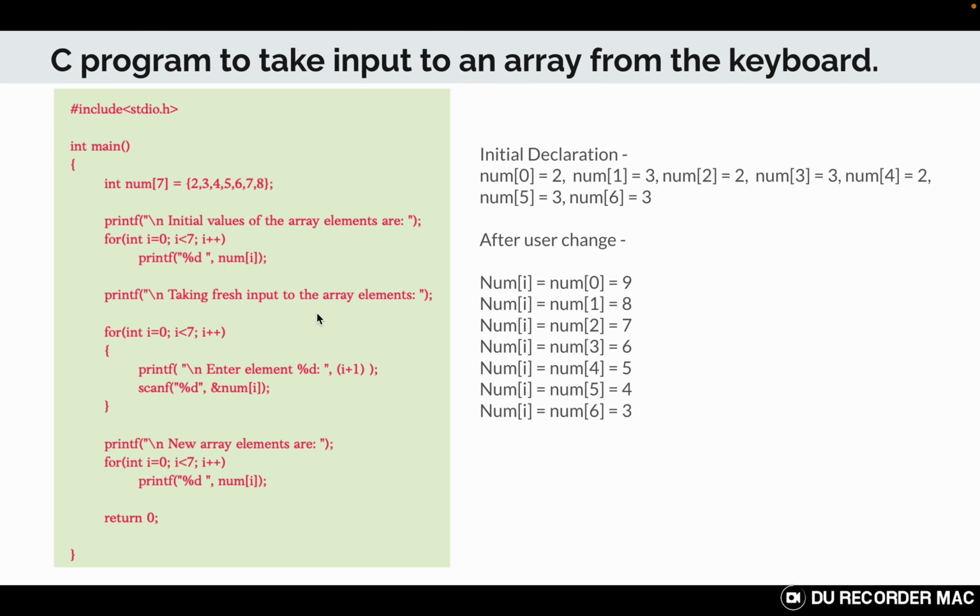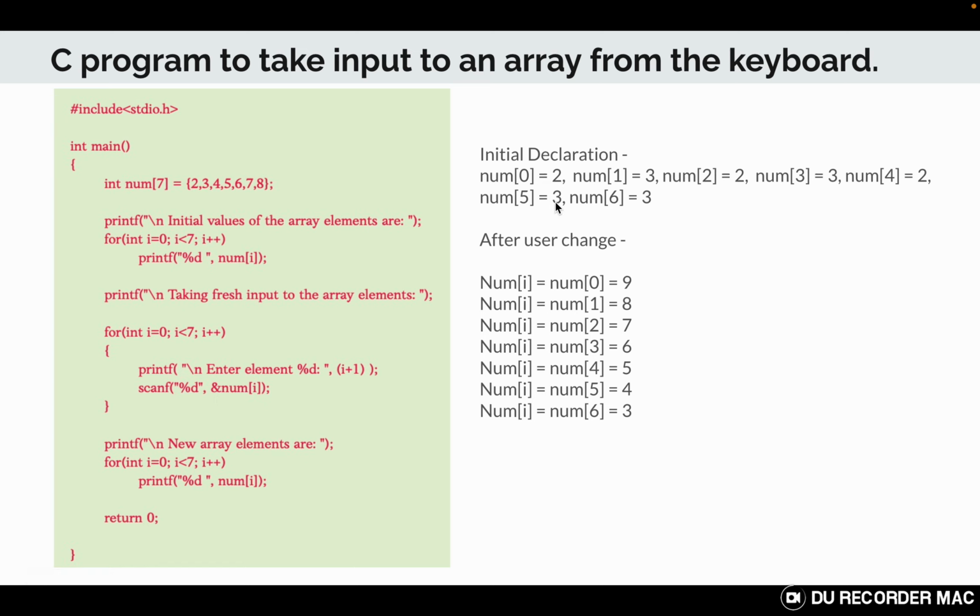Now when we take the fresh input from the user, this is the for loop that we are running from i equal to 0 to i less than 7. That means it will run 7 times from the 0th index to the 6th index, and it will start printing enter element, 0th element, first element. Now whenever the user enters the value, it is trying to change the value that is already present in this element of this array.